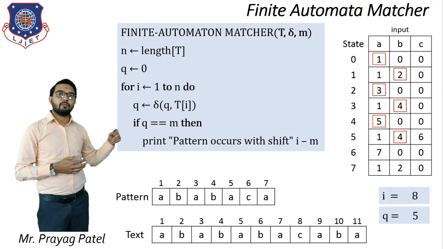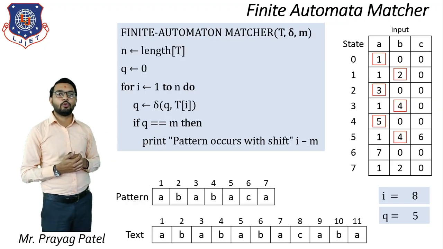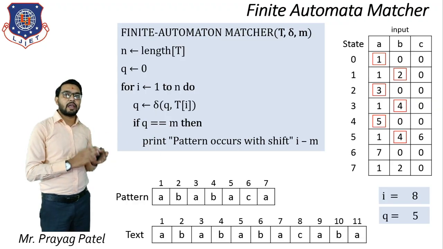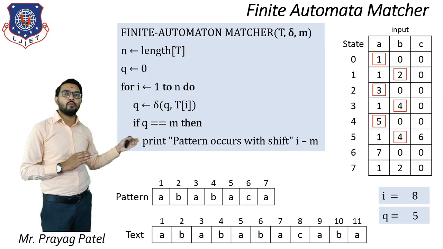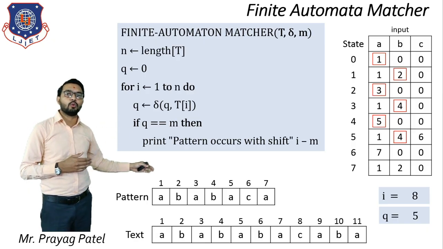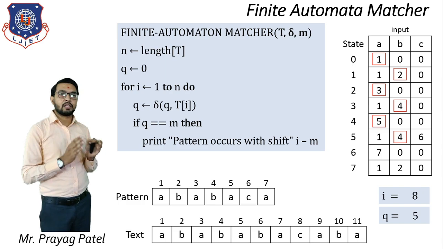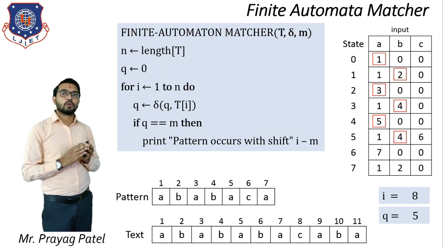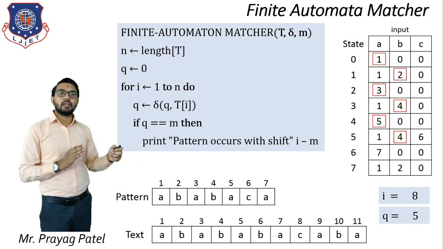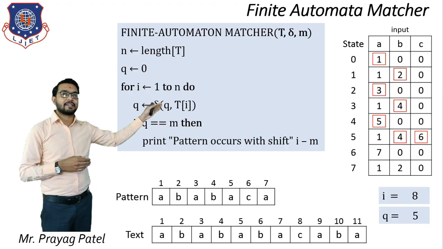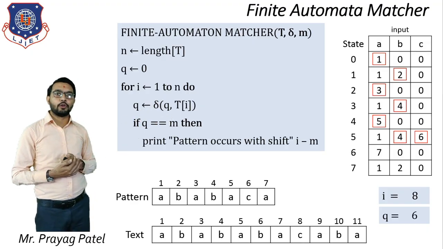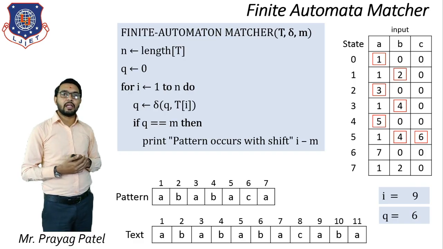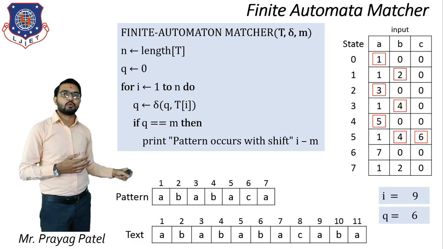Now increment I by 1, meaning I equal to 8 and q equal to 5. So find text 8th location with node number 5. So 5 and text 8th location equal to c. So consider 5c, and the 5c value in this table is 6. So 6 is your output for q. Now increment I, so I equal to 9 and q equal to 6.